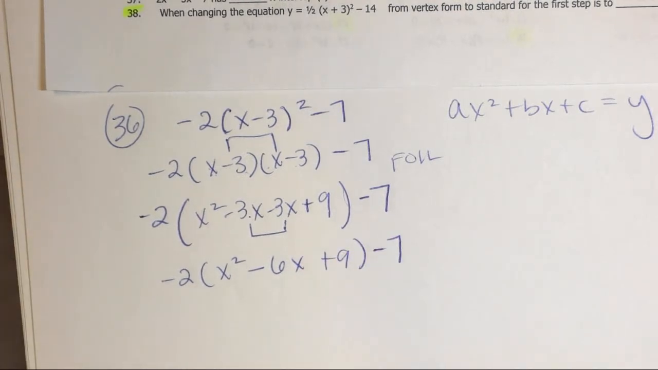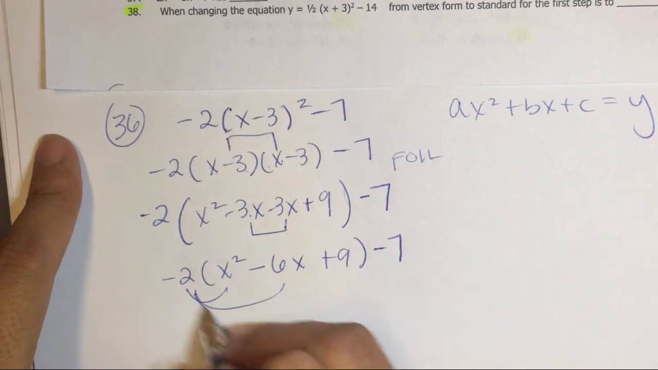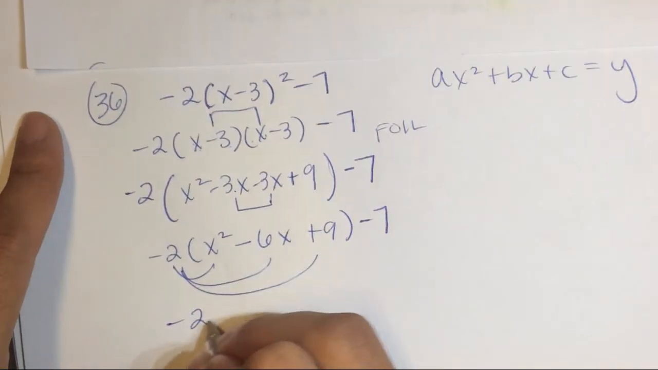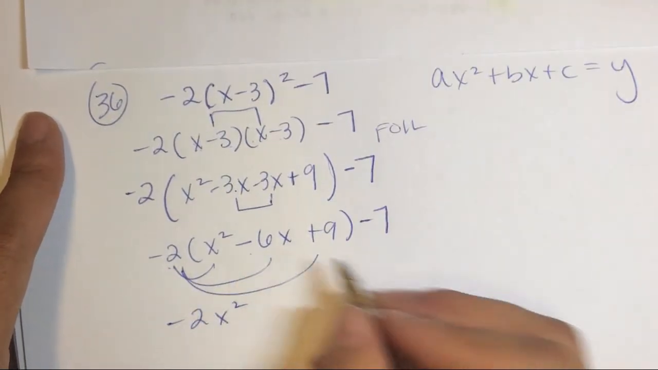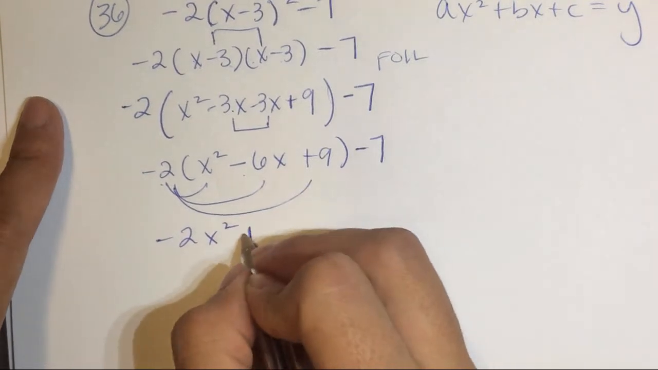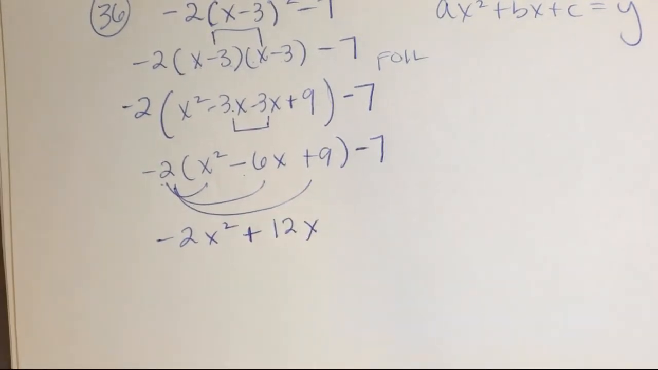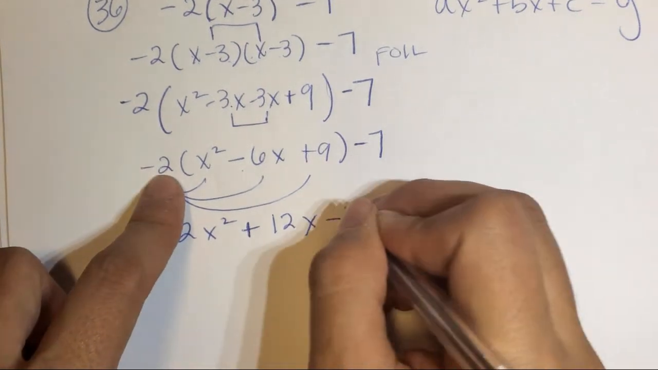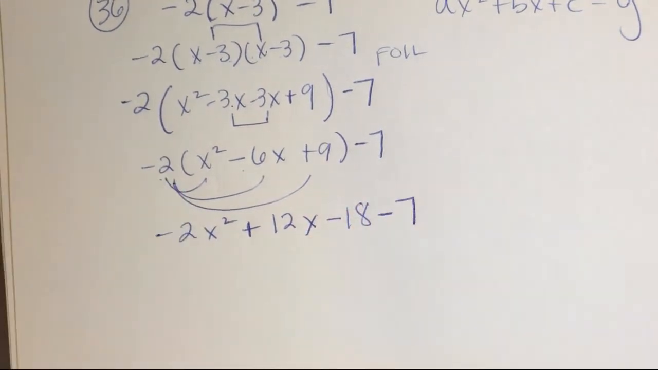So now math Spidey senses are telling me to distribute. So I get negative 2x squared, and negative times a negative is a positive, so I get 6 times 2 is 12, and then stick your x on there. And then 9 times negative 2 is negative 18. Bring down the negative 7.